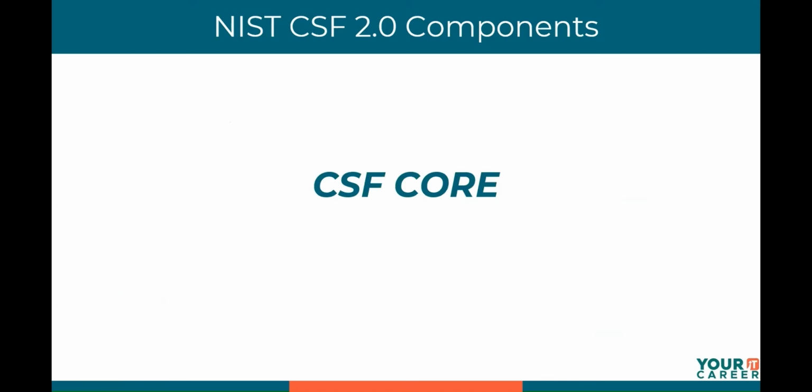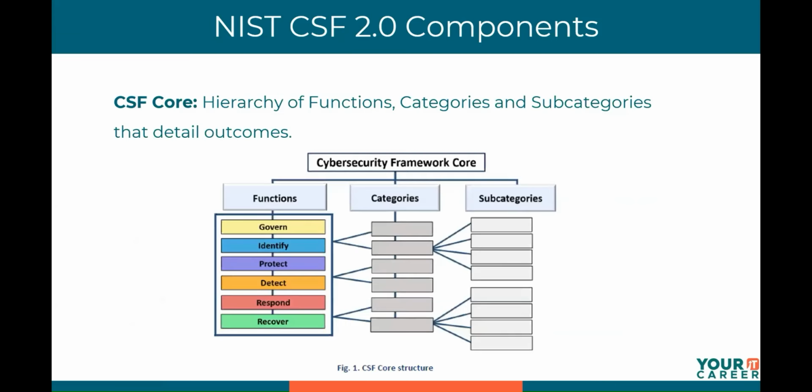All right, so let's go ahead and talk about the CSF core, and this is the main part of today's training. As I mentioned earlier, the CSF core is the hierarchy of functions, categories, and subcategories that detail the outcomes, right? That detail what it is that a company wants to achieve. And there are 6 main functions. Previously, before CSF 2.0, the govern function, that first one you see there, was not there. We just had identify, protect, detect, respond, and recover. But one of the big changes with this particular version is that the govern function was added.